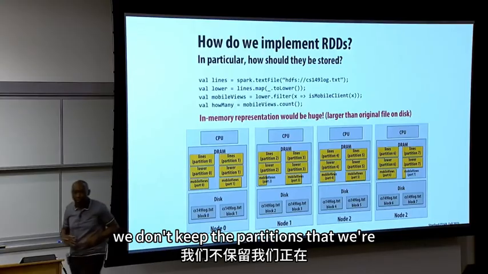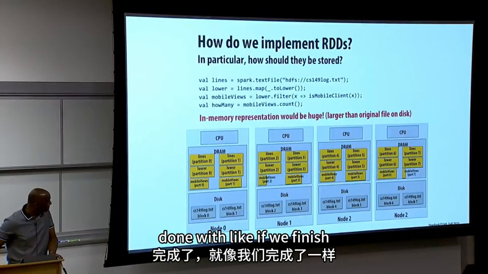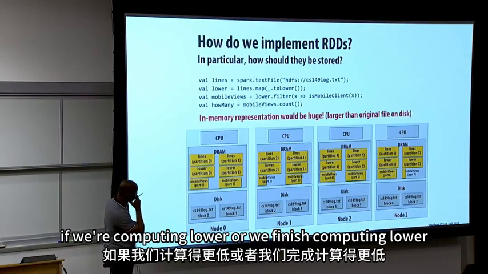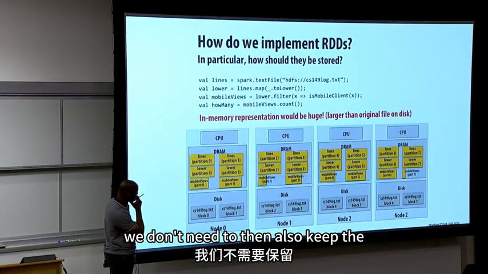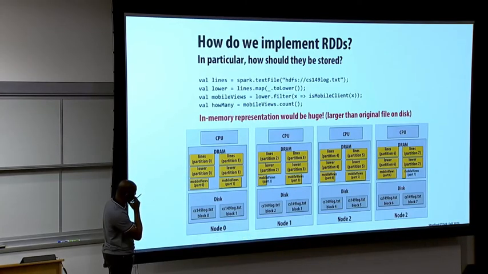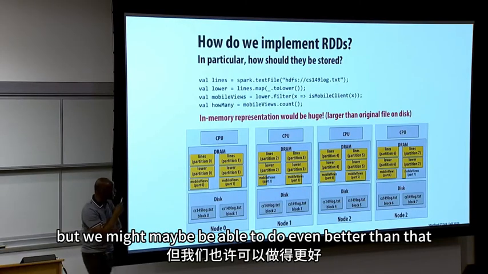We don't keep the partitions that we're done with. Like if we finish computing lower, we don't need to then also keep the data from lines because we already have the RDD that comes after that. That would be a good first step, but we might be able to do even better than that.